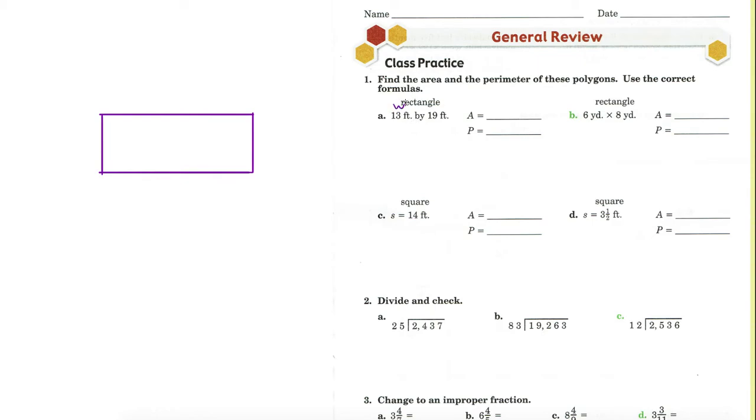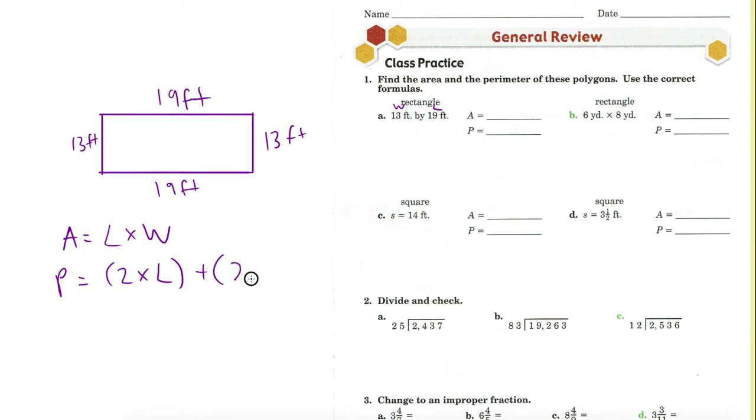It's always width by length, okay? So the width is 13 feet, and the length is 19 feet. So we have to find the area first. Hopefully you recall the formula for area of rectangles. It's just length times width. Perimeter P is just 2 times the length plus 2 times the width.